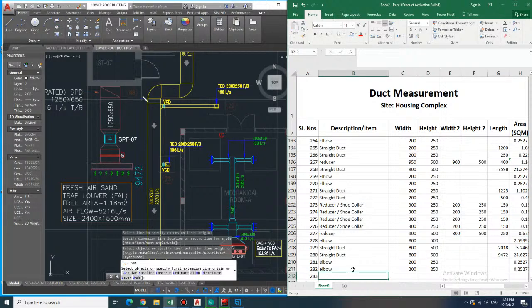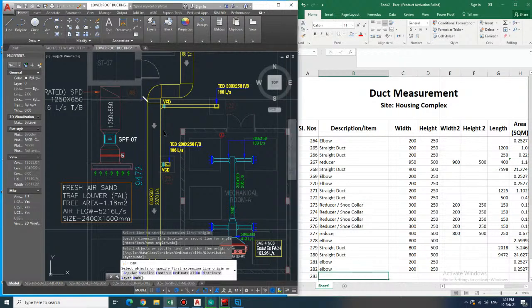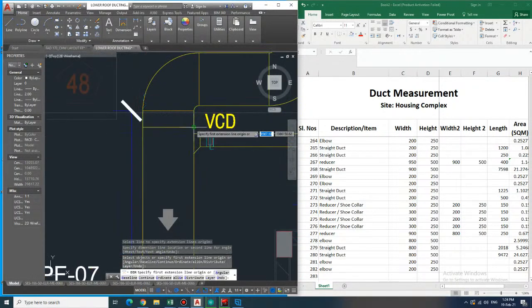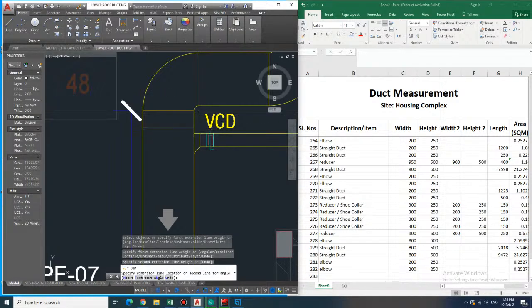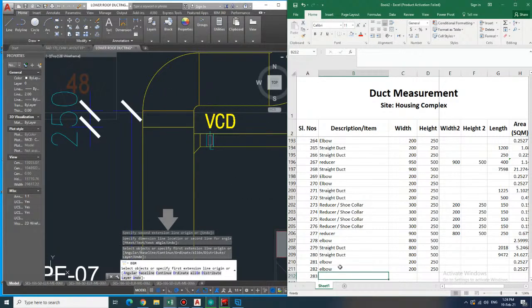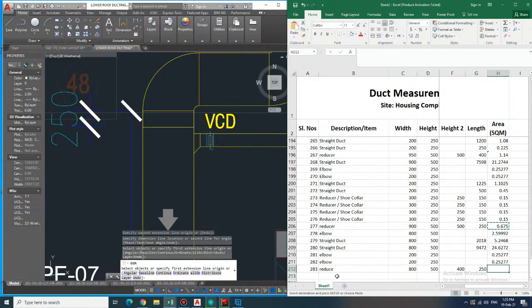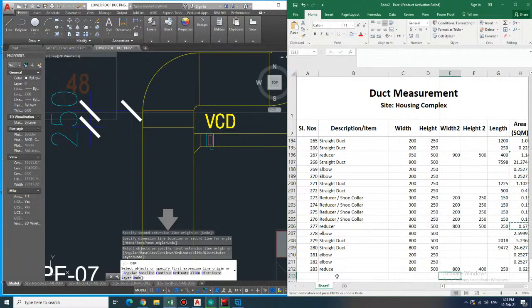283. One reducer here. Height is reduced. So what size? 800, 500, 800 by 400, 250. Reduce it to here. Reduce it.